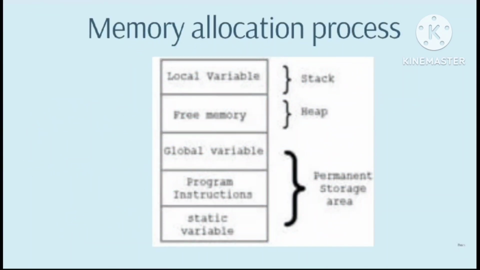The memory allocation process begins with a local variable, followed by free memory, global variable, and then the program instructions and static variable. Global variable, program instructions, and static variable are considered as permanent storage area.